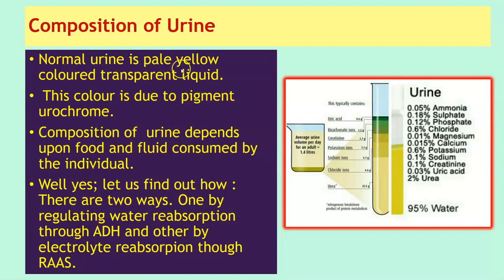Students, normal urine is a pale yellow colored transparent liquid. This color is due to the pigment urochrome. Composition of urine depends upon the food and fluid consumed by the individual.